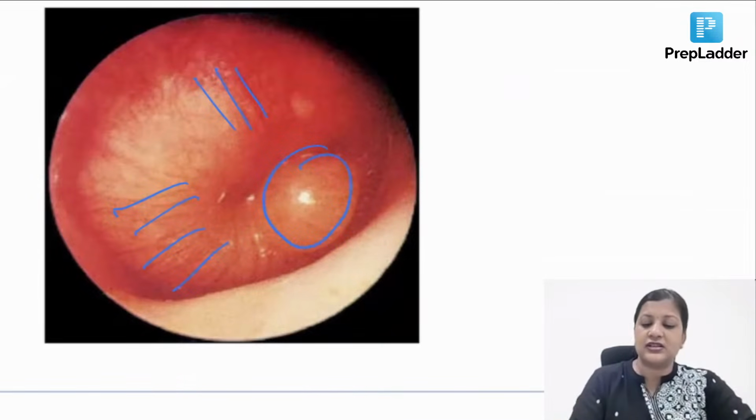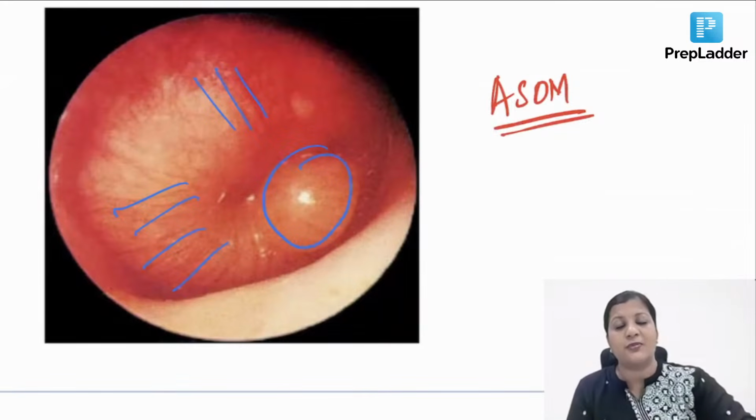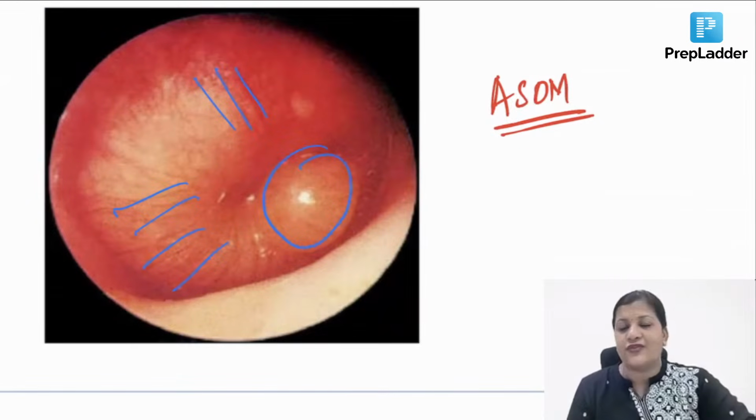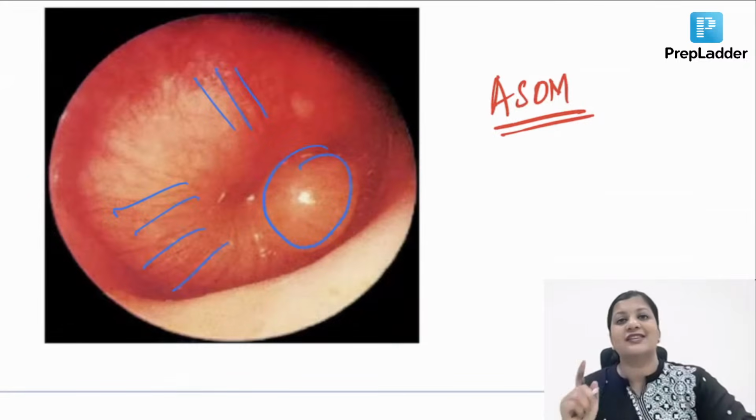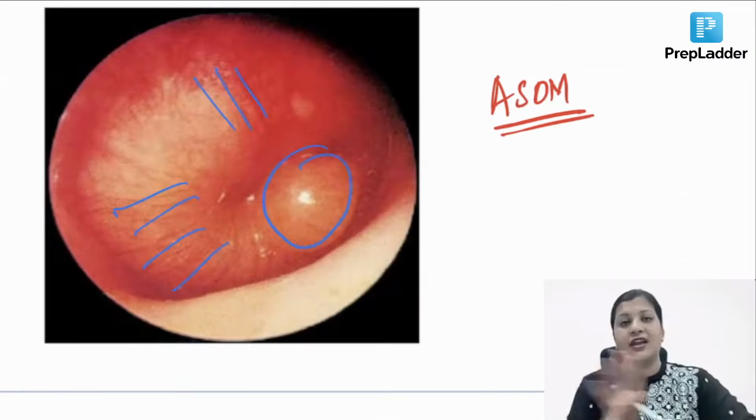As soon as you see this image, your diagnosis has to be very clear: ASOM. In your head, you should be able to recall the causative organism, the symptoms of ASOM, in which age group you see it, what the mainstay of therapy is, whether medical or surgical, and surgical myringotomy is done in which four indications. If you're able to recollect all of this, it's more than enough.